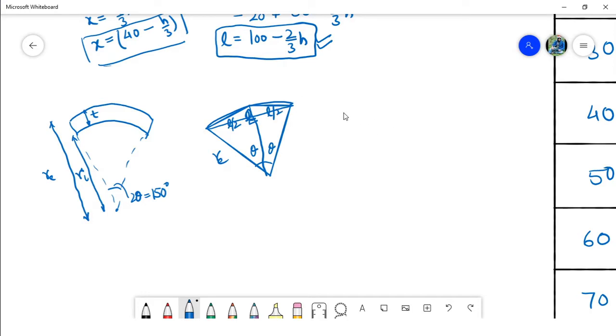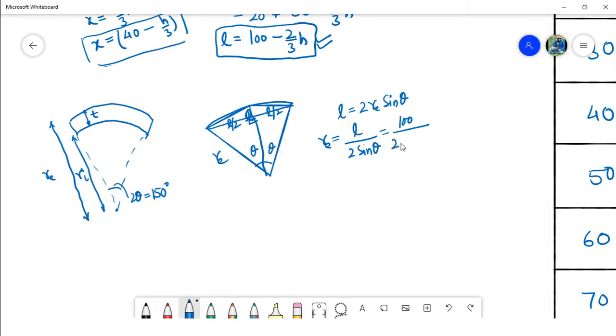Okay, so L here will be equal to 2 RE sine theta. So you can say that RE is equal to L over 2 sine theta. Now, what should be the L? L will be that span which is at the top. So at top L is say 100.